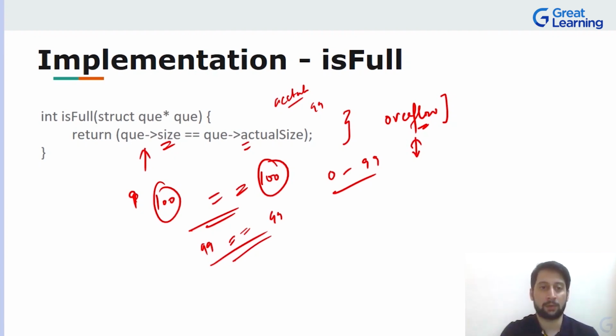Done. This is the is full implementation, and obviously we are returning either 0, that means the queue is not full, or if the queue is full, we will be returning 1. Since the return type of this method is int. Again, this operation is performed in a constant amount of time.